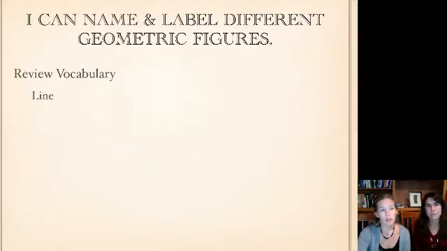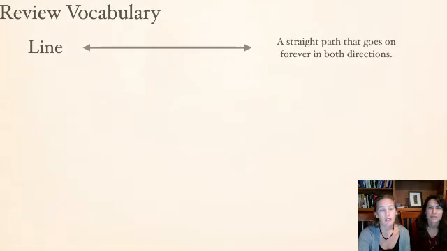So our first one is a line, and you just want to draw this in, and the definition of a line is just any straight path that goes on forever in both directions. So that's what those little arrows represent, is that it keeps going forever. And if we end up going too fast, pause us, write it down, and then hit play again.